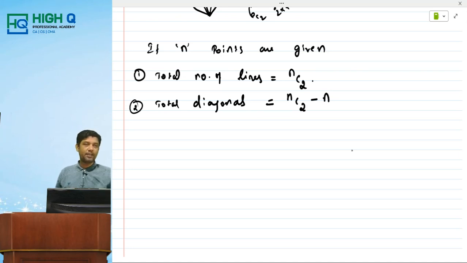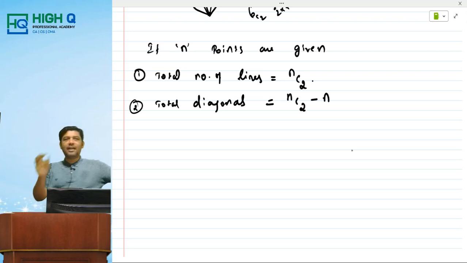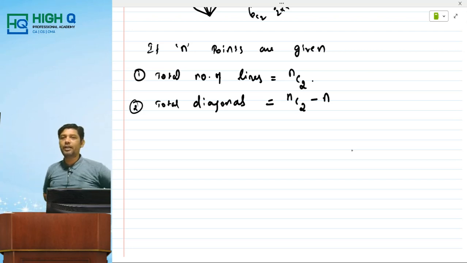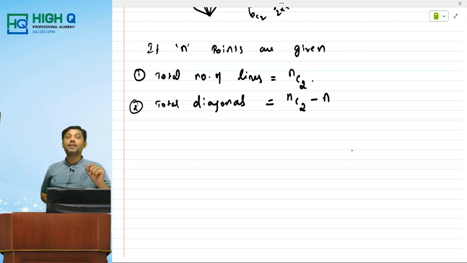Yes. Now tell me, in a decagon, how many diagonals can be formed? Say loudly. Decagon means a 10-sided polygon. In a 10-sided polygon, how many diagonals can be drawn? Diagonals: 10C2 minus 10. 10C2 is 45. 45 minus 10 is 35. That's it.